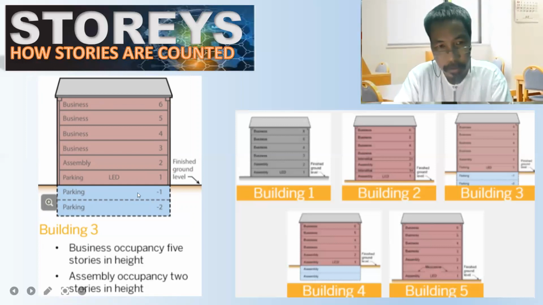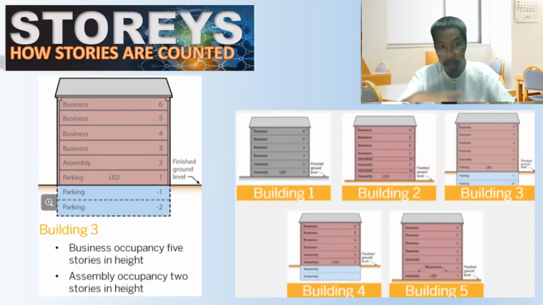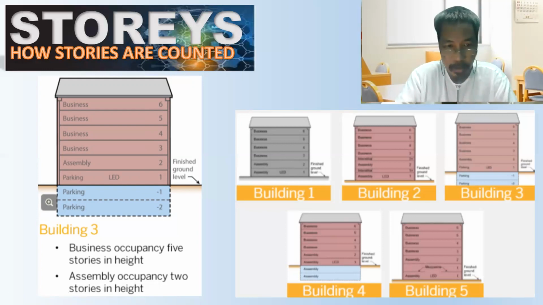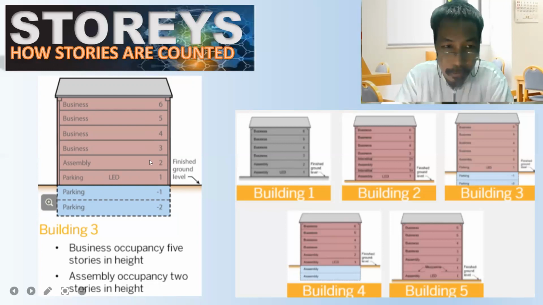First, take a look at the picture. We have finished ground level, and we have 2 levels of parking underground. We have first floor, second floor, and third floor to 4th floor are for business. First floor is parking, and second floor is for assembly. How can we determine the count? Business occupancy, 5 stories in height. Where are those? From second floor to 6th floor. Those are business.